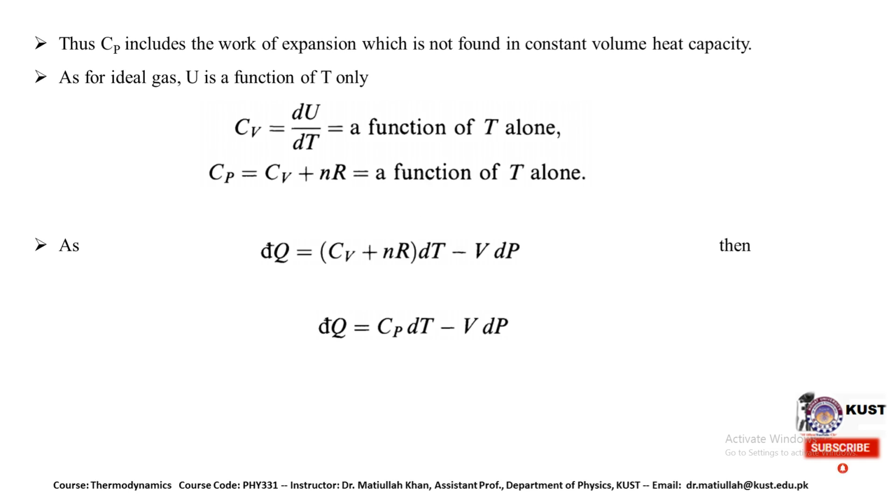So this is the conclusion we got, and we have modified the first law equation in terms of Cp and Cv. Putting the value of Cp, it will be dq is equal to Cp dT minus vdp, and writing the same first law equation in the form of Cv, it will be dq is equal to Cv plus nR into dT minus vdp.